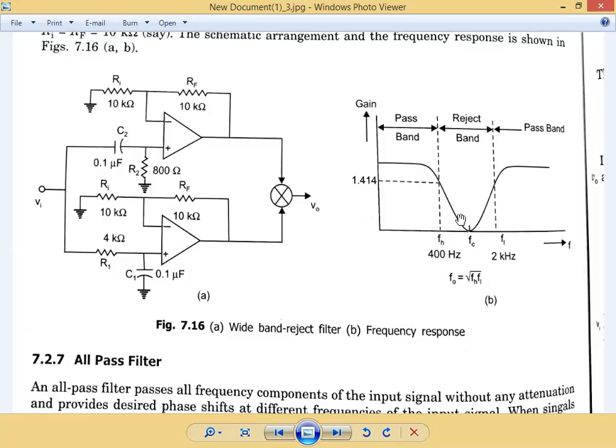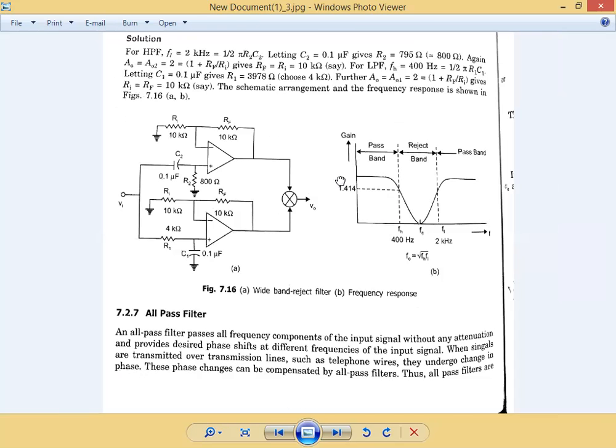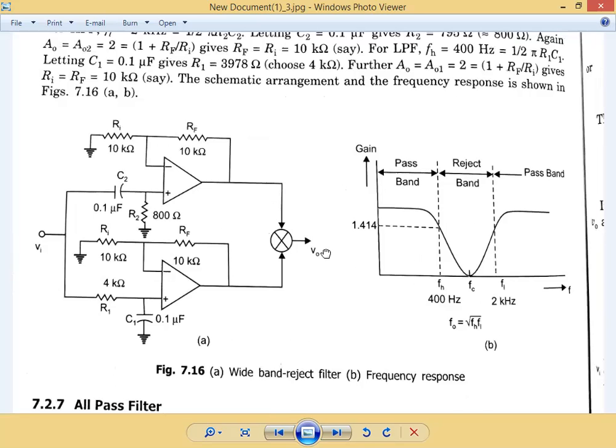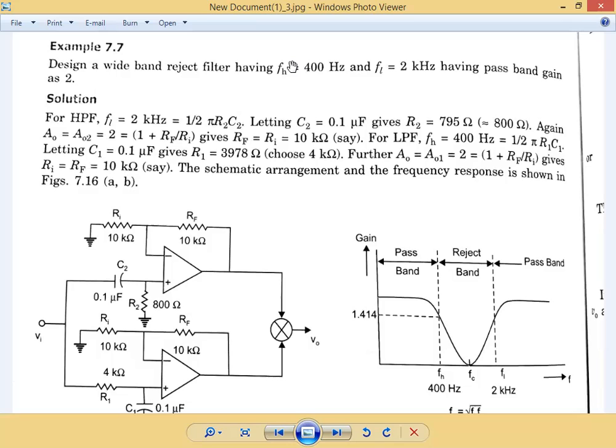So here a problem has been discussed. Design a wide band reject filter in which FH is equal to 400 hertz and FL is equal to 2 kHz, having a pass band gain of 2.